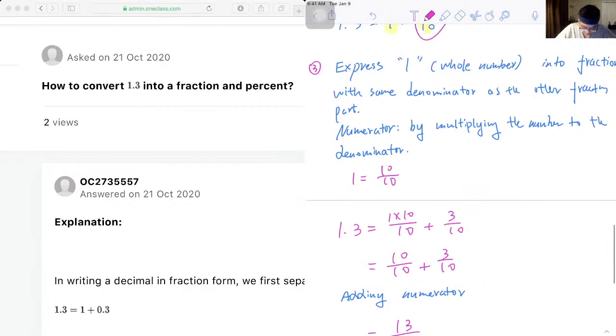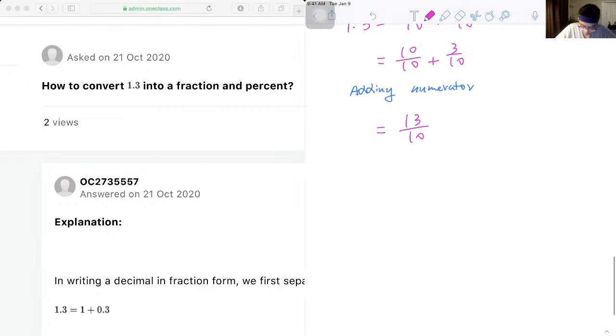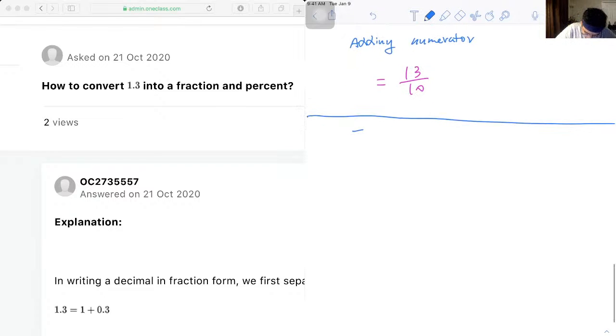Okay. So the second part is asking us to convert it to percent. Okay.